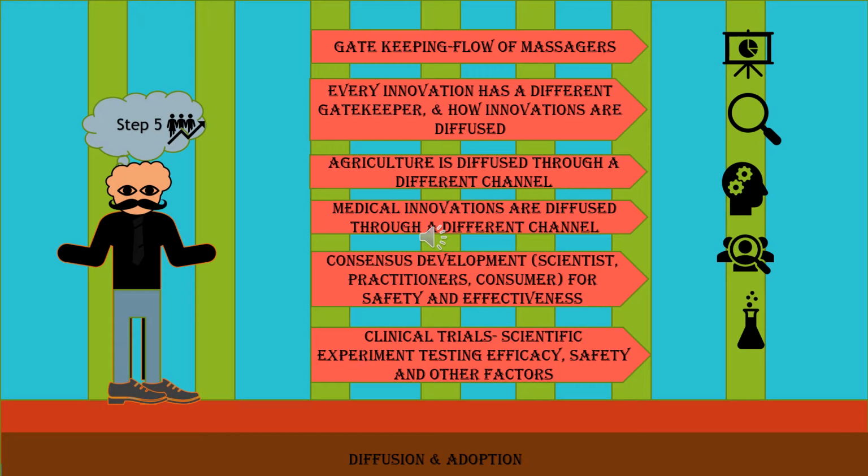Now that the product is developed, how do we get it from developing to diffusion? Who are the gatekeepers, who control the flow of information? Every innovation has a different gatekeeper. For example, agriculture is diffused through a different channel than medical. This is done through clinical trials, experimental testing to see the efficacy, safety, and other issues of the product. This is done through sciences, practitioners, and consumers, also known as consensus development.